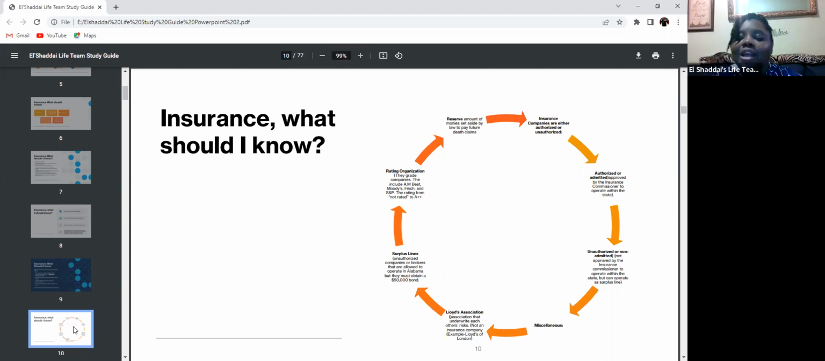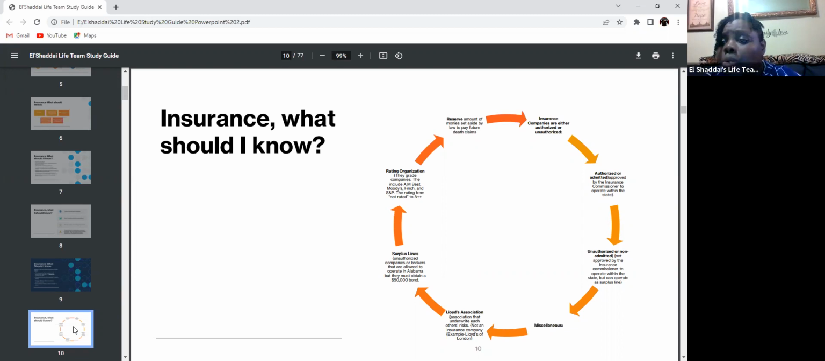Okay. Now, let's talk about Lloyd's Association. Believe it or not, this is on the test. Association that underwrites each other's risk, but they're not an insurance company. Example, Lloyd's of London. Okay, Lloyd's Association. So they underwrite each other's risk, but they are not an insurance company. Just remember that.